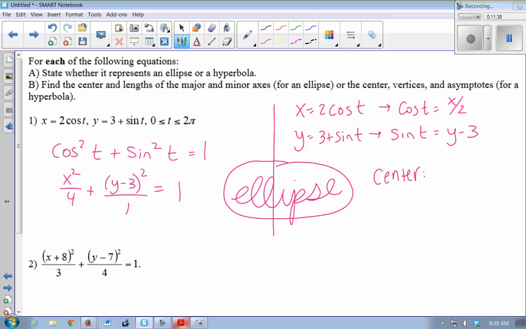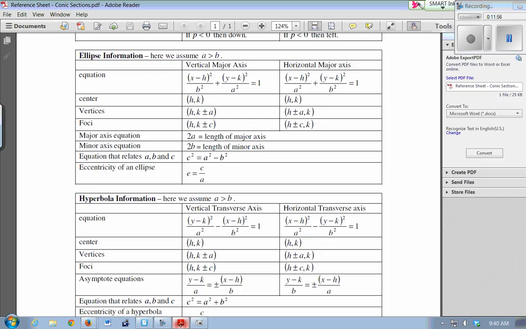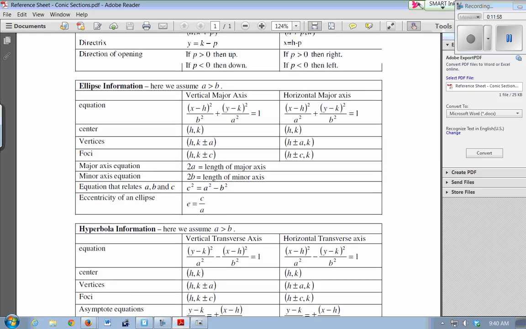Then we're supposed to find its center. What's the center of that ellipse? (0, 3). Good. And then I'm supposed to find the lengths of the major and minor axes, so the length of the long axis and the short axis. If I look at my information for an ellipse, A has to be bigger than B, right? It looks like this, because the bigger denominator comes first, under the x.